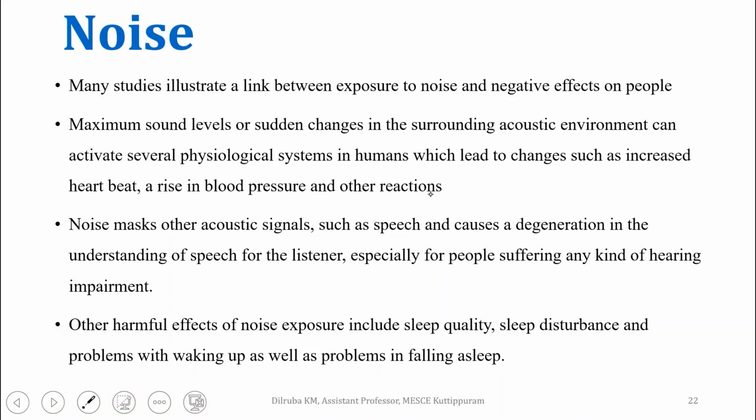So many studies illustrate a link between exposure to noise and negative effects on people. The maximum sound level or sudden change in the surrounding acoustic environment can activate several psychological systems in humans, which lead to changes such as increased heartbeat, a rise in blood pressure, and other reactions. Noise masks other acoustic signals such as speech and causes a degeneration in the understanding of speech for the listener, especially for people suffering from hearing impairment.